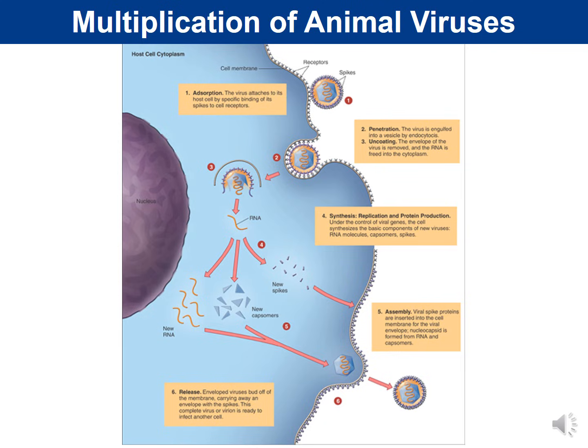And then lastly, we have release. And in this particular case, we're looking at an enveloped virus. And so the way that it's removed from the cell is through simply budding. It's going to take part of the host cell membrane with it. And now we have our functional virion that's ready to go and infect an adjacent cell.